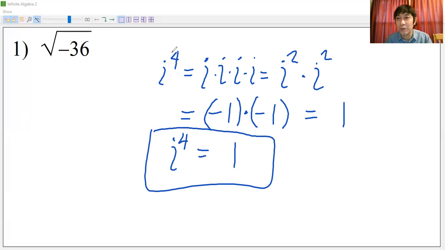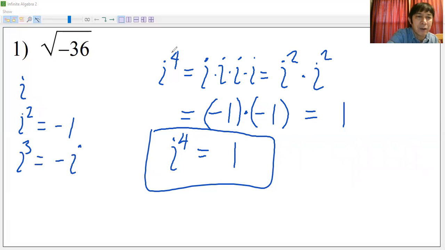Now I'm going to show you that this is cyclical. There's a cycle, every four i's. All right, so just remember: i is imaginary, and then i squared is negative 1, i cubed is negative i, and i to the fourth is positive 1. i, of course, is equal to i.